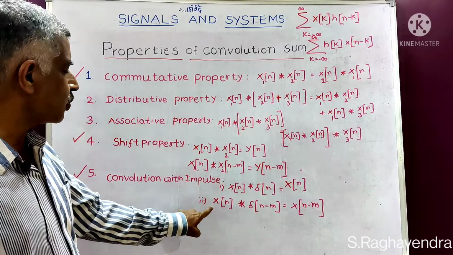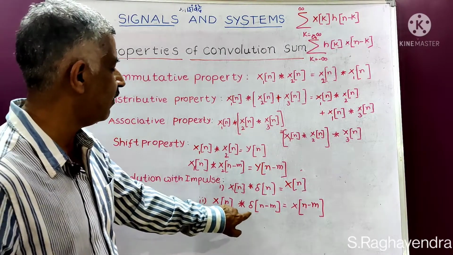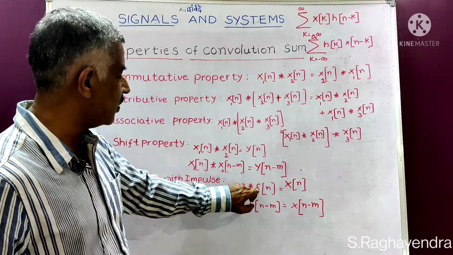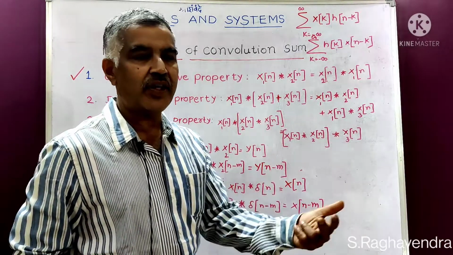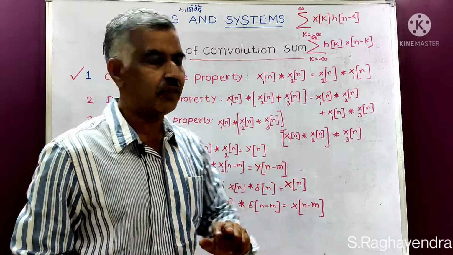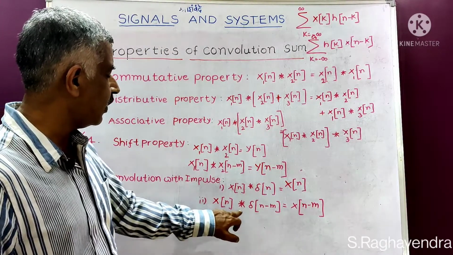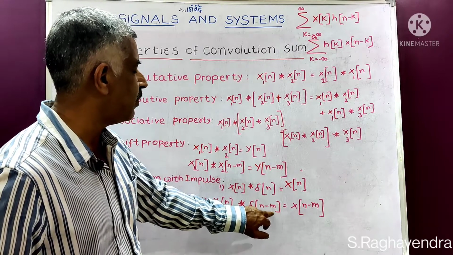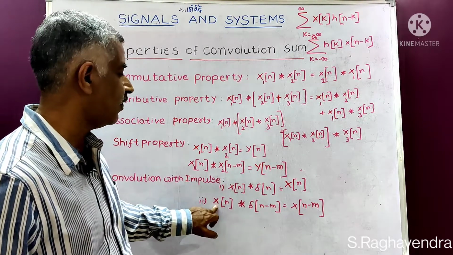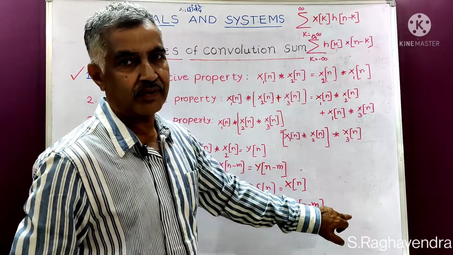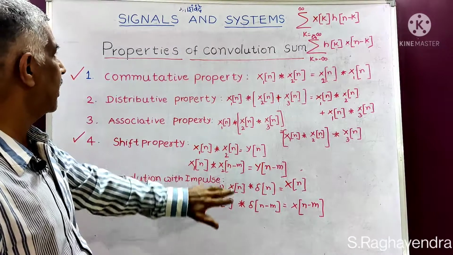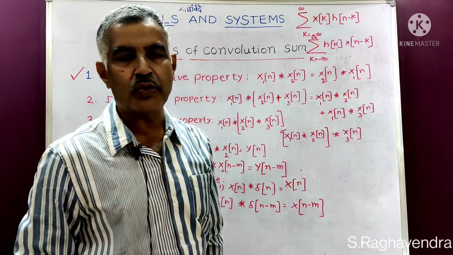Next, the last one: x of n convolving with delta of n minus m. That is, compared with the previous one, the impulse is shifted by m units. m may be negative or positive. x of n convolving with delta of n minus m is simply the function itself, shifted, that is x of n minus m. These are what are called the properties of the convolution sum.